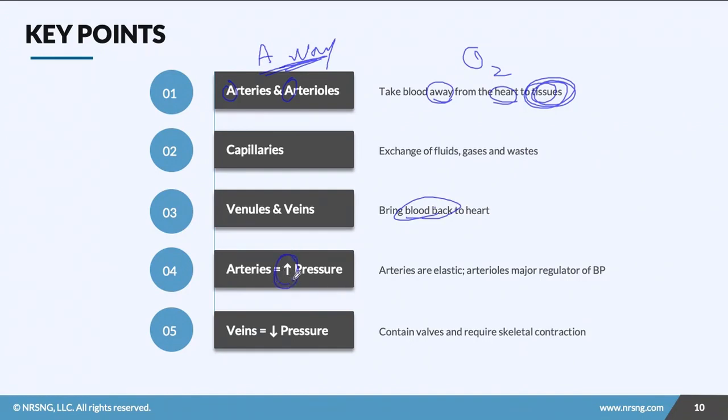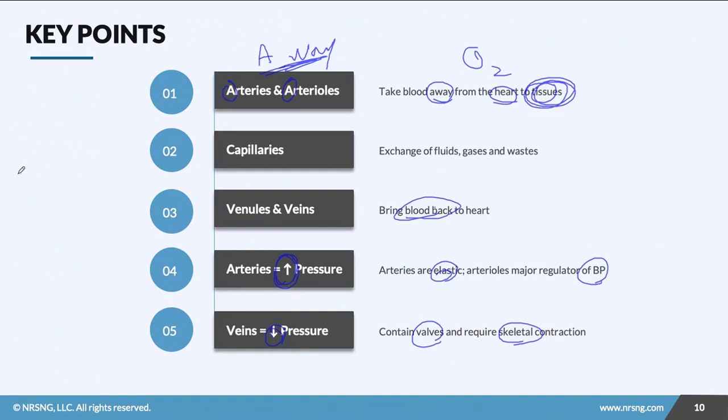Arteries have a lot of pressure. They're very elastic. And arterioles are the major regulator in blood pressure. Keep that in mind as you move on. It's going to help you a ton. Veins are under much lower pressure, and they require valves and skeletal muscle to help get this blood moving in the right direction and not going backwards.